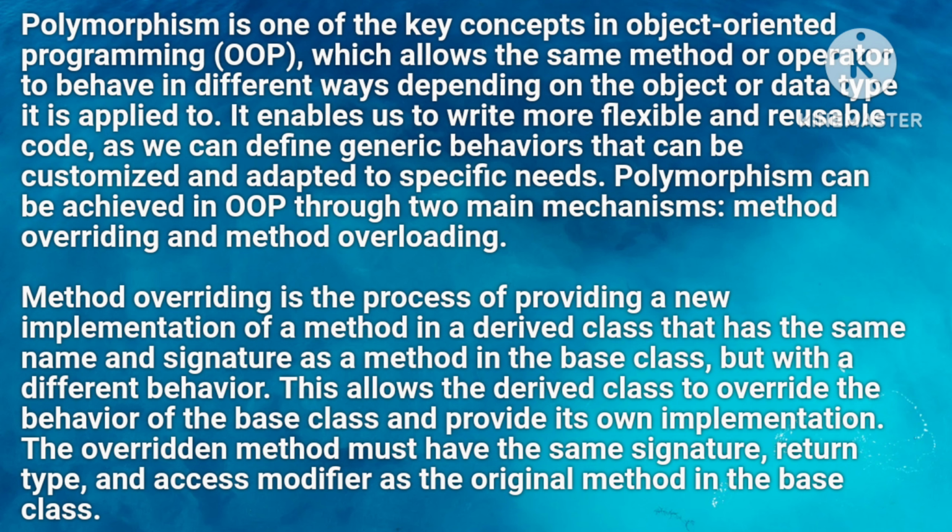Polymorphism can be achieved in OOPM through two main mechanisms: method overriding and method overloading. Method overriding is the process of providing a new implementation of a method in a derived class that has the same name and signature as a method in the base class, but with a different behavior. This allows the derived class to override the behavior of the base class and provide its own implementation. The overridden method must have the same signature, return type, and access modifier as the original method in the base class.